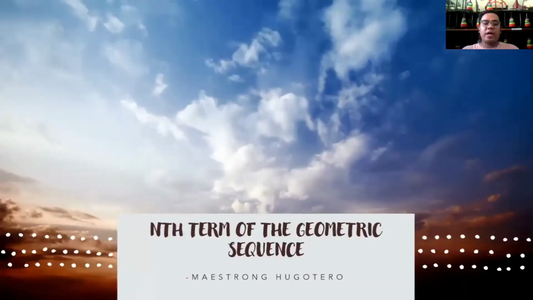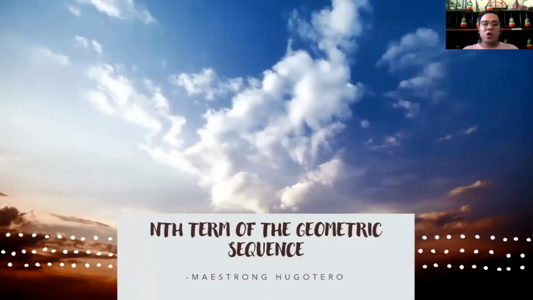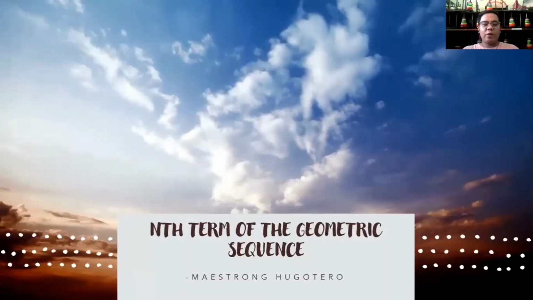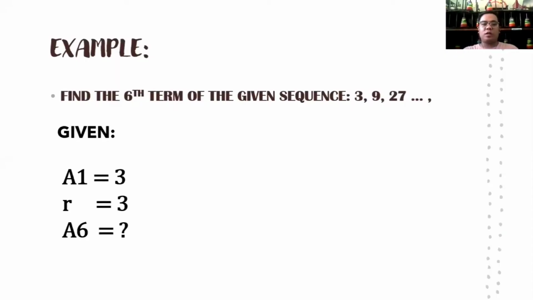How are we going to find the nth term of the geometric sequence? For example, this is the question: find the sixth term of the given sequence 3, 9, 27, and so on. It is very important, grade 10, that we find the given. Our first term is 3, and the common ratio is 3, and we are going to find the sixth term, or a sub 6.